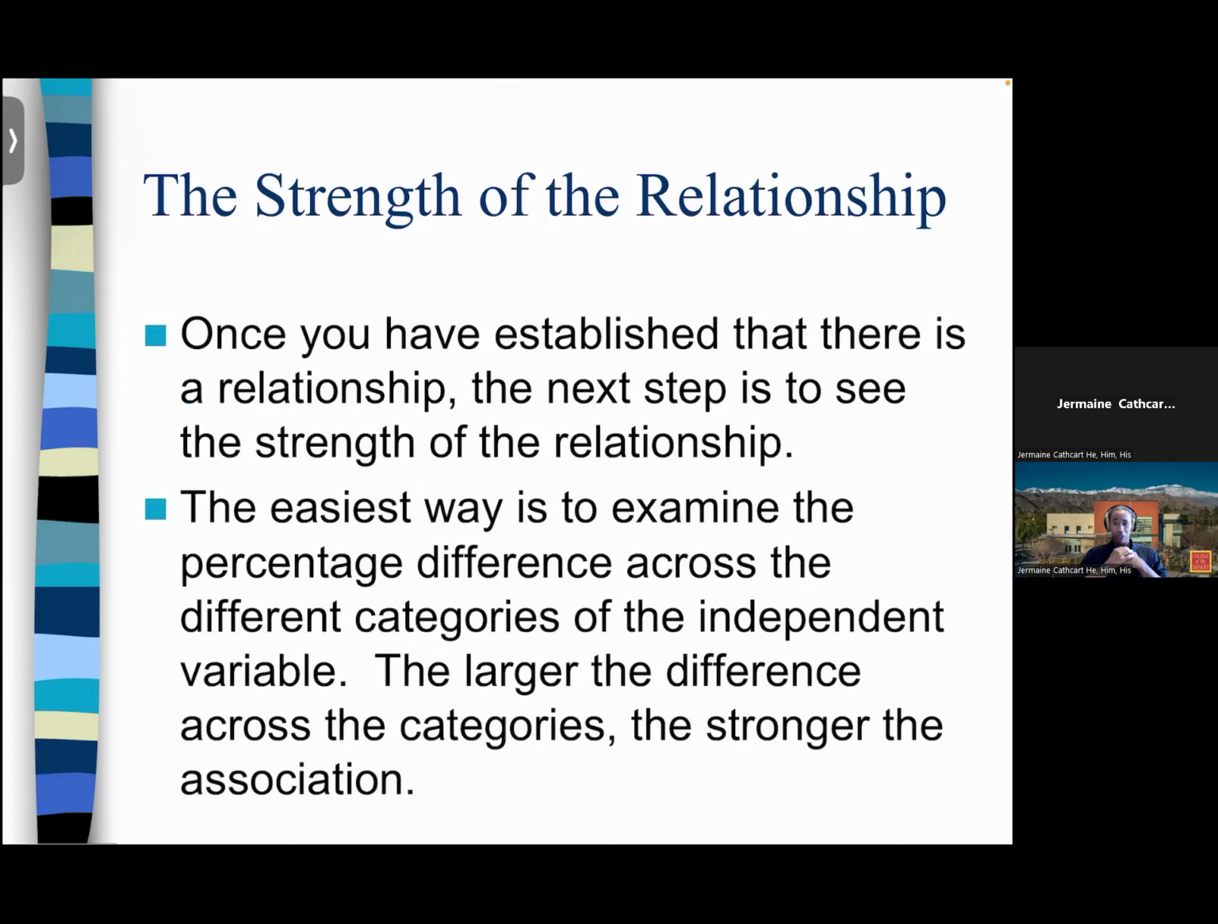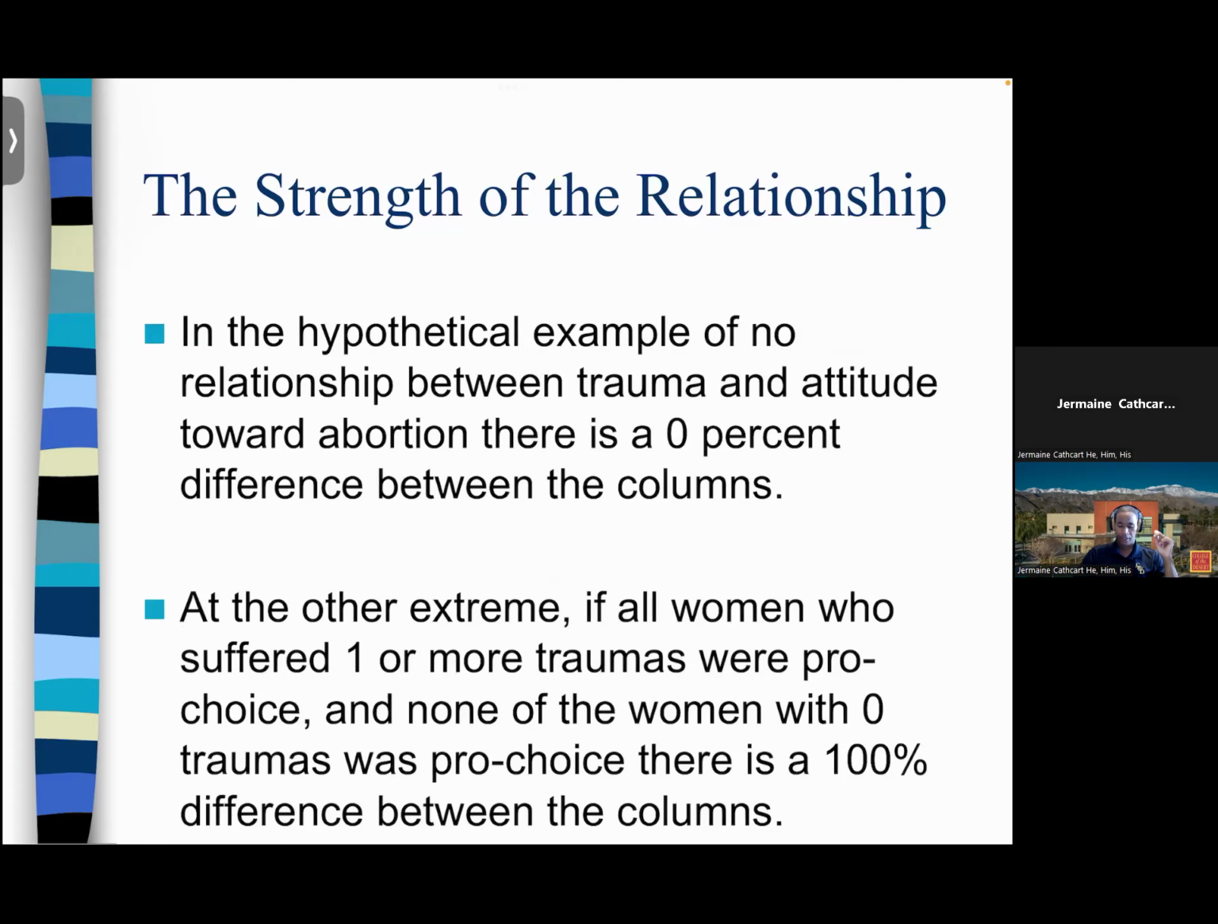Okay. Now, once you have established that there is a relationship, the next step is to see the strength of the relationship. Again, the easiest way is to determine the percentage difference across the different categories of the independent variable. The larger the difference across the categories, the stronger the association. But like I said, we're going to learn mathematically how to determine the strength in chapter 10. So in this hypothetical example of no relationship between trauma and attitude toward abortion, there's a 0% difference between the columns, which is the second slide that we showed.